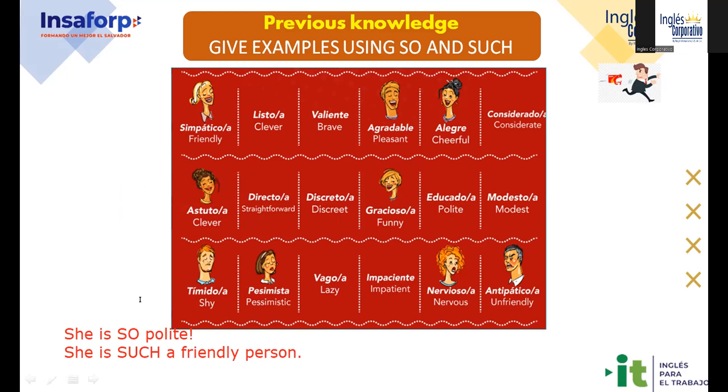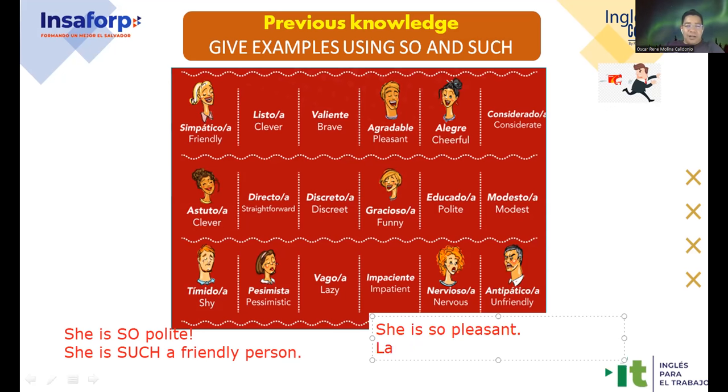Julio, give me one example. Pick a picture. Select one adjective. So you can select either so or such. One example. Pleasant. My sister is so pleasant. Okay, we're good. Let's see, Oscar, go ahead. Give me one example. The lady is so cheerful.